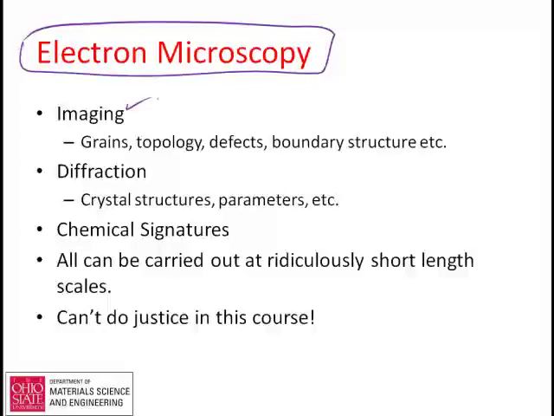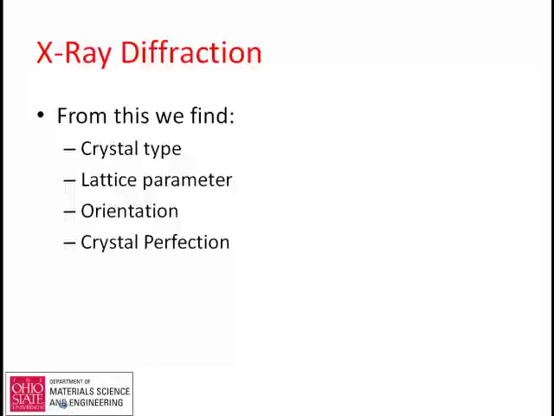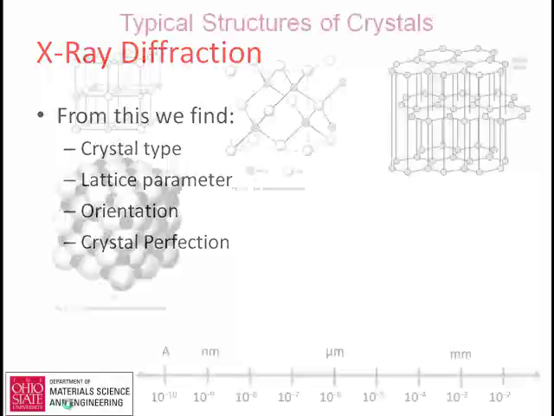We can do imaging, we can do diffraction to understand crystal structure, and we can get chemical signatures by bombarding things and looking at the x-rays they emit. We can't do justice to it, but I've already used several electron micrographs to show things off. X-ray diffraction is another technique. If you're getting into physics, we could link material science into physics through x-ray diffraction. I'm not going to spend any more time on that right now.